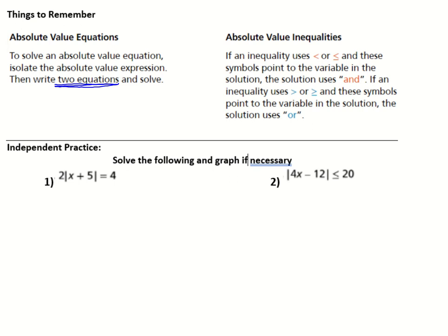So that might help when you go to check your solutions, right? When you graph it, like, did you get an and or an or situation? You do need to graph those though, okay? So don't forget. So number 1 is an absolute value equation. Number 2, independent practice, is an absolute value inequality.